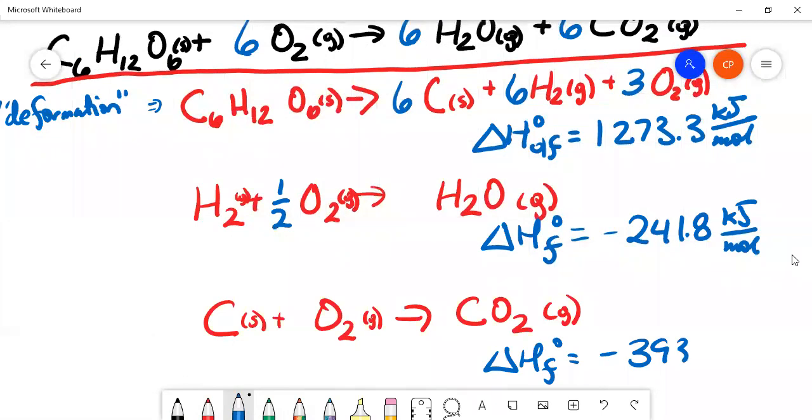Negative 393.5 kilojoules per mole for carbon dioxide. Pearson, how'd you remember those without looking them up? Number one, I've been doing this for 20 some odd years, so some of these values come into my brain immediately. Number two, I just did this example in the lecture previous, so I've looked these things up already this morning more than a bit.